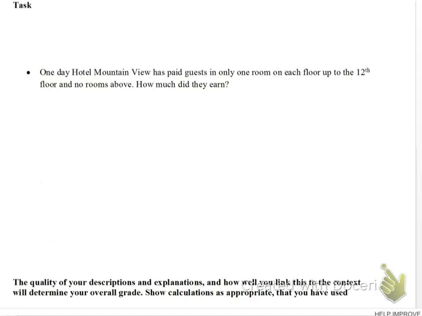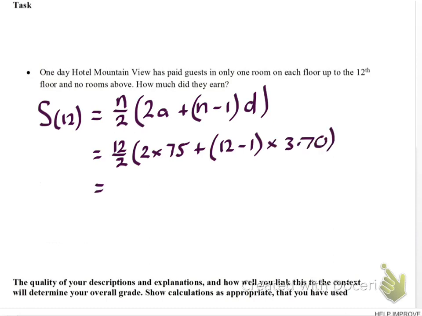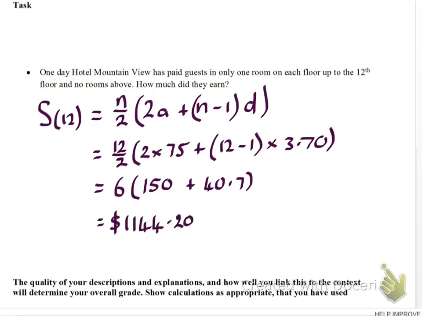One day they have only one room on each floor up to the 12th floor occupied. How much did they earn? So we want to sum the 12 terms. So we get the sum formula. We put n is 12, a is 75, and d is $3.70. Calculate that on your calculator and you should get $1,144.20.